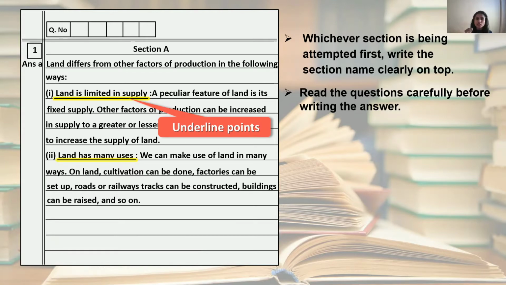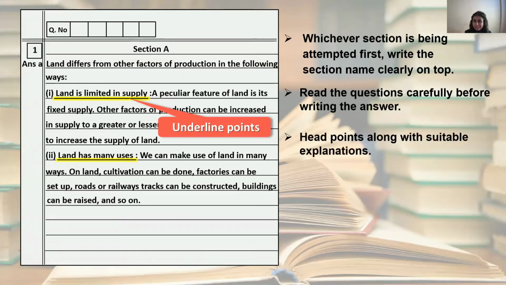You have to point out those striking different features that make land a totally different factor of production as compared to the other factors of production. What is different about land as compared to other factors of production? That is what you have to show in this answer. So land is limited in supply and land has many uses. You can use land for n number of things. These are the two features that make land different from other factors of production. This is what you have to highlight in your answer and not just any feature of land. So please read your question carefully, understand what is expected and write your answers accordingly.